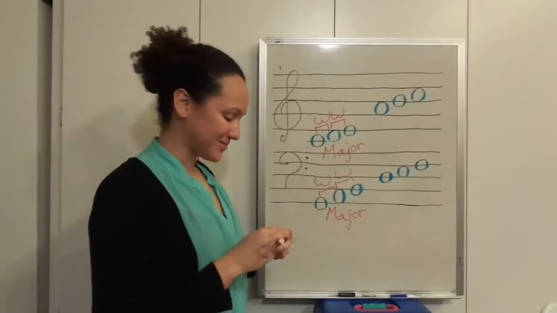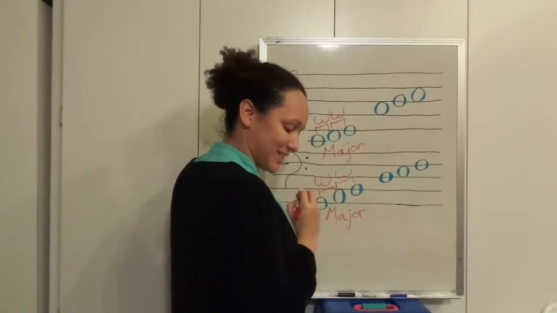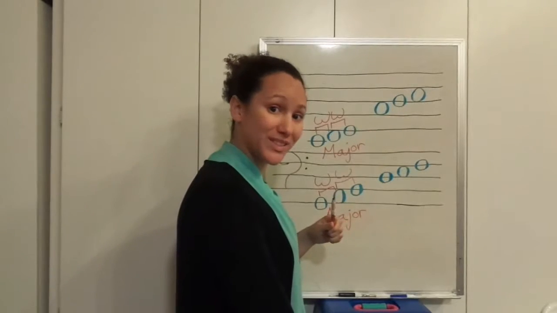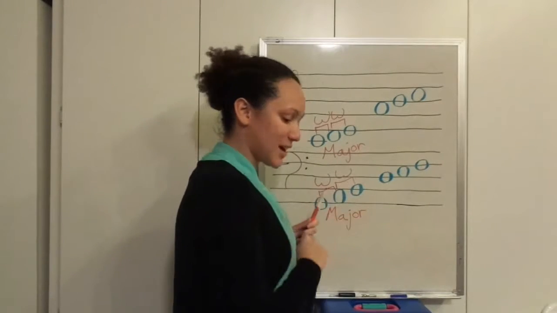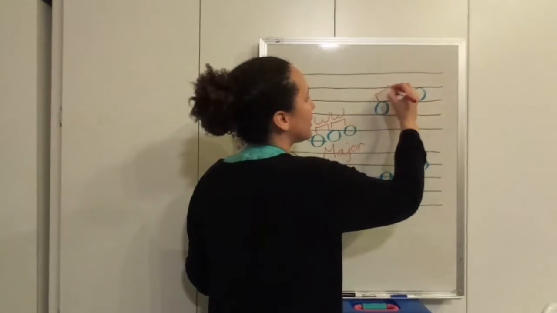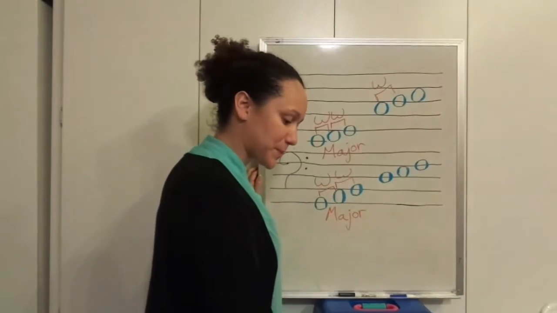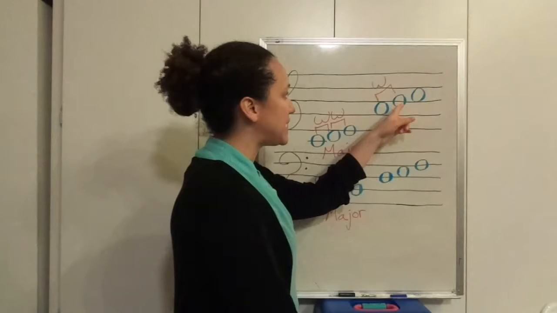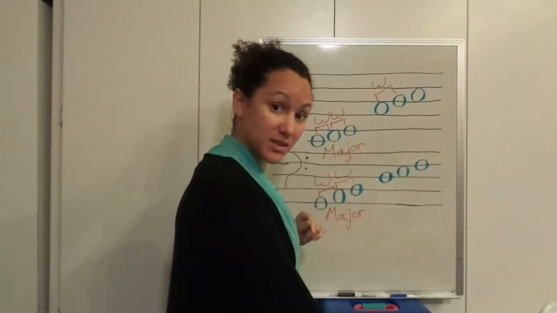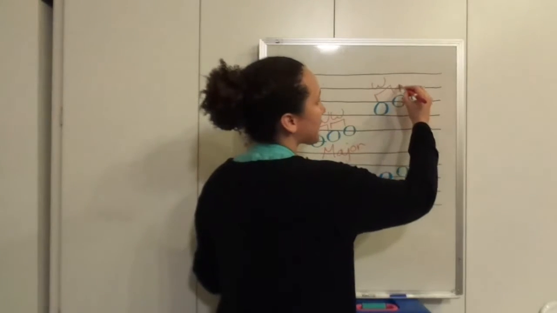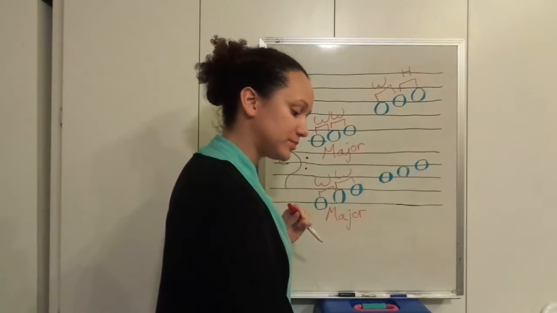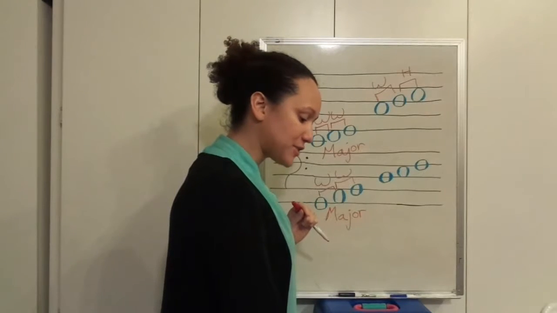What about minor? Well, let's take the A for instance. We know that from A to B is a whole step because we just talked about it down here. There's a note in between. So here we have a whole step. But from B to C is a half step. That's smaller. It's much smaller. Here's what the whole step would sound like. Here's what the half step sounds like.